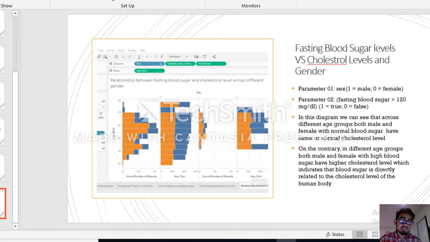And we have already seen how cholesterol level actually plays a big role in the heart disease problem in our human body. So these two diagrams show us how heart disease problems can be identified by different parameters, and we have shown you how this data can be converted into meaningful information.